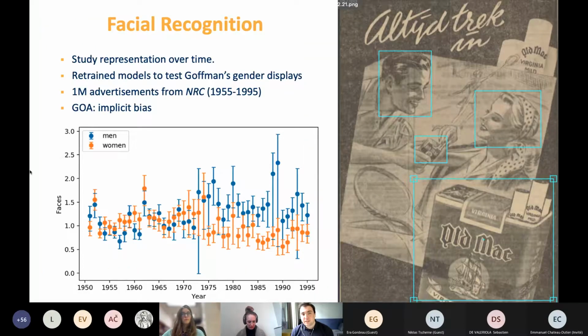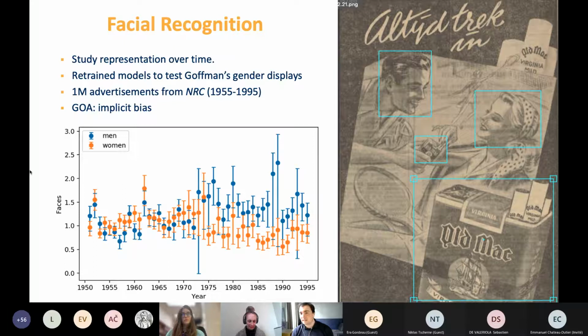Another task of computer vision has been facial recognition. Of course, it's a highly problematic task in all sorts of ways because it's often been misused for surveillance and that sort of thing. But I think it's also a very interesting task if we want to study representation in large visual collections. This is from research I did together with my colleague Melvin Wevers, where we retrained a computer vision facial recognition system on historical material, in fact on 1 million advertisements taken from the Dutch newspaper NRC between 1955 and 1995.